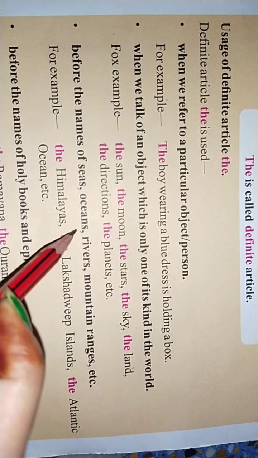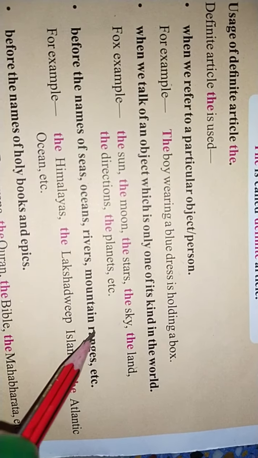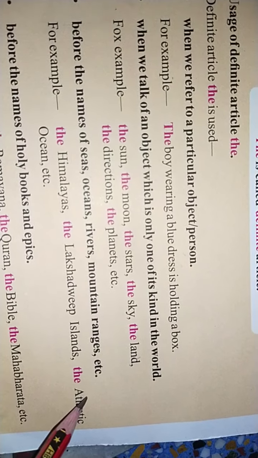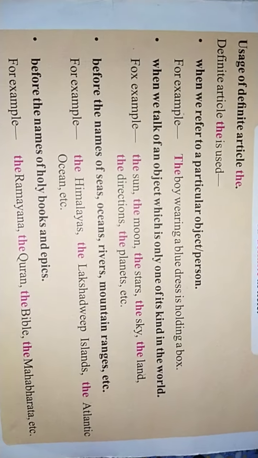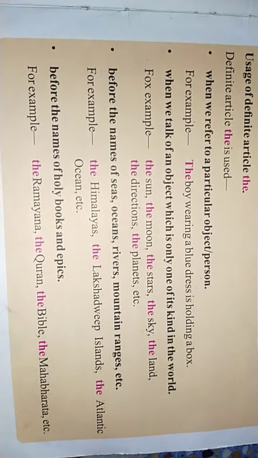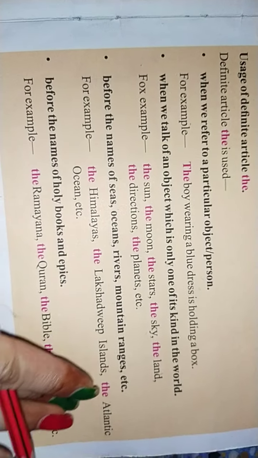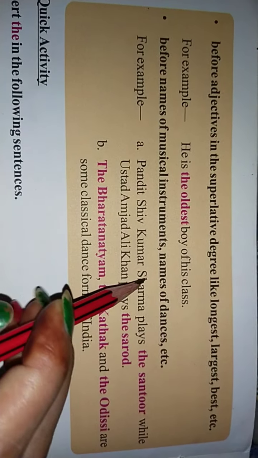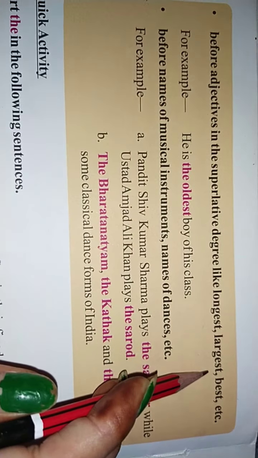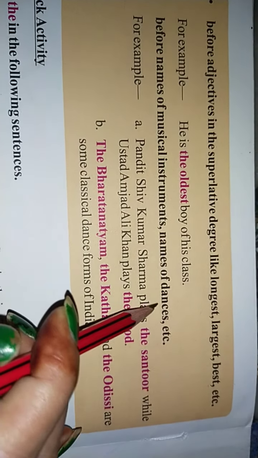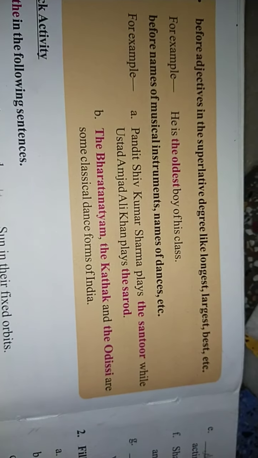Before the names of seas, oceans, rivers, mountain ranges, etc., we use the: the Himalayas, the Lakshadweep Islands, the Atlantic Ocean. Also with the names of famous places. Before the names of holy books and epics: the Ramayana, the Quran, the Bible, the Mahabharata, etc. Before adjectives in the superlative degree like longest, largest, best, etc. Before names of musical instruments, names of dances, famous personalities, etc.